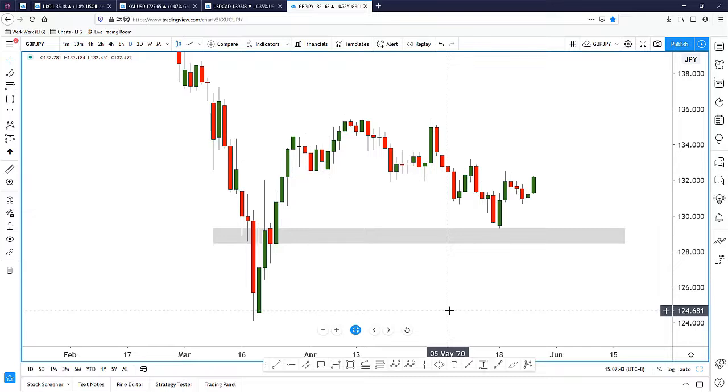Hi guys, for today's trade of the day, I'll be looking at the pound yen. So why am I looking at the pound yen? Because there's a very interesting configuration on the 4-hour time frame.